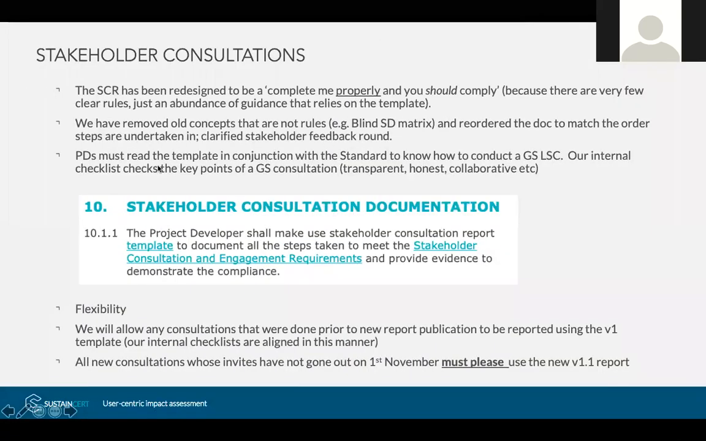So I guess the highlight point really is you should read the template in conjunction with the standard to know how to both conduct and report a gold standard stakeholder consultation. It's in the rules, if you read 10.1.1, it does say that the report template documents all the steps to meet the requirements. What we've done is clarified the minimum expectations, and we've also provided some guidance on best practice.